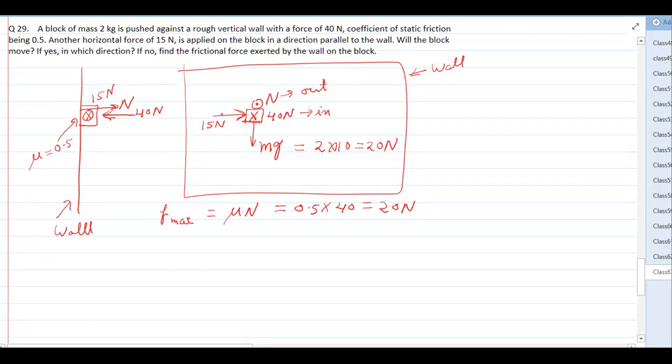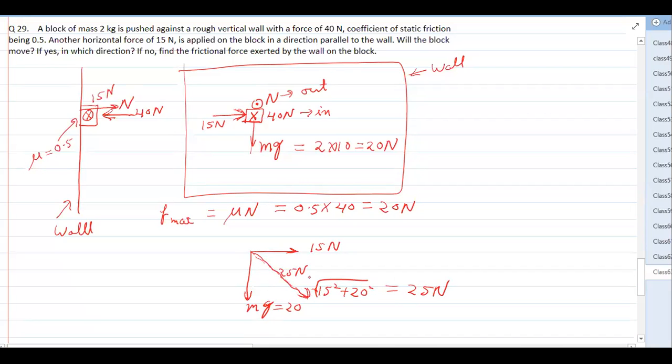But if you apply an extra force, what is going to happen is that mg and this force will act together. This 15 Newton extra force and mg, which is 20 Newton, will act together. So the object will try to go in this direction. The combination of these two is 15 square plus 20 square, so that is 25. There is a 25 Newton acting in this direction, and the object will try to slide like this.